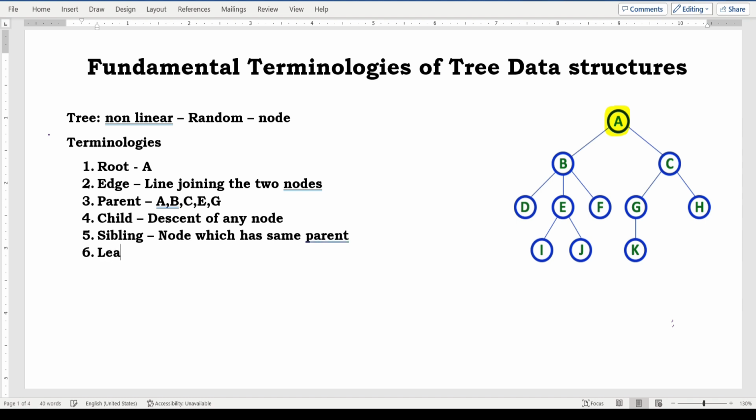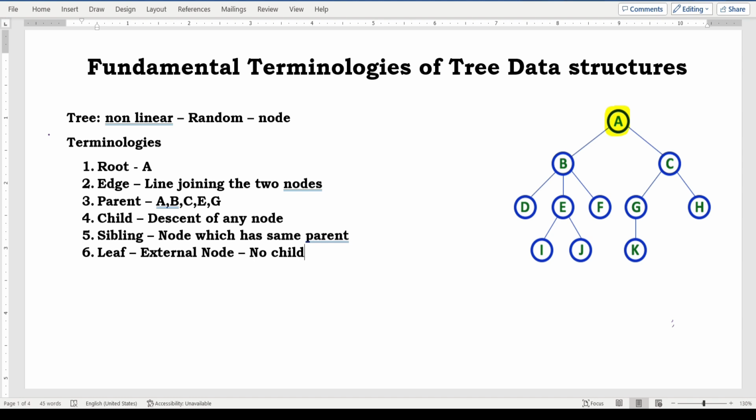Then the leaf node. The node which does not have a child is called a leaf node. Very simple. A leaf node is also called an external node. An external node is a node with no child, no children.